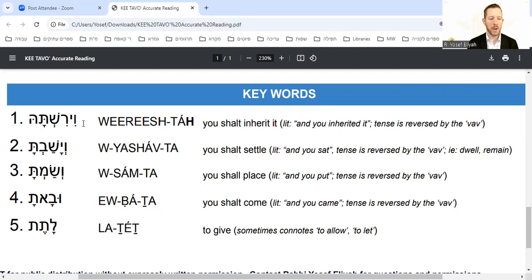Virishta. Virishta. Remember to exhale on the mapik. Exhale without a vowel following it. Virishta. Vayashavta. Vesamta. Uvata. Latet.